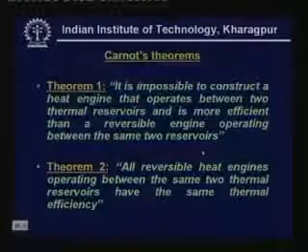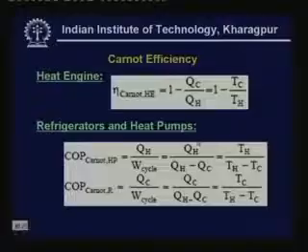Now let us see what is the consequence of Carnot efficiency. For a heat engine, the Carnot efficiency is the maximum possible efficiency. That means the efficiency of a reversible heat engine operating between two temperature reservoirs is given by the Carnot efficiency, and η_Carnot is equal to 1 minus Tc by Th, where Tc is the low temperature heat sink temperature and Th is the heat source temperature. That means the maximum possible efficiency of a heat engine operating between a heat source at temperature Th and a heat sink at temperature Tc is given by 1 minus Tc by Th.